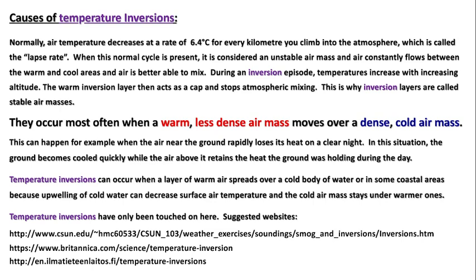They occur most often when a warm, less dense air mass moves over a dense, cold air mass. This can happen, for example, when the air near the ground rapidly loses its heat on a clear night. In this situation, the ground becomes cooled quickly while the air above it retains the heat the ground was holding during the day. Temperature inversions can occur when a layer of warm air spreads over a cold body of water, or in some coastal areas, because upwelling of cold water can decrease surface air temperature and the cold air mass stays under warmer ones. Temperature inversions have only been touched on here. Suggested websites follow.